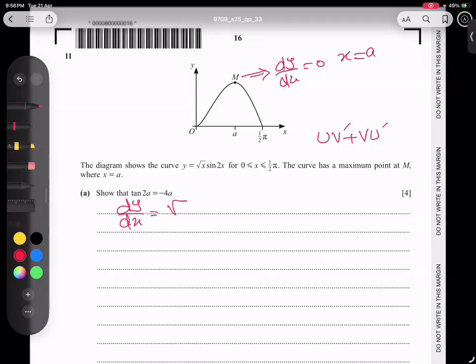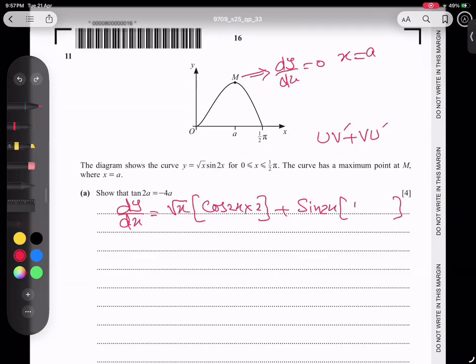So root x copy, and what is sine's derivative? I'm writing it now here. Then sine double x copy into the derivative of the other part. And what is here? Sine's derivative is cos double x multiplied by 2. This 2 comes from angle differentiation.